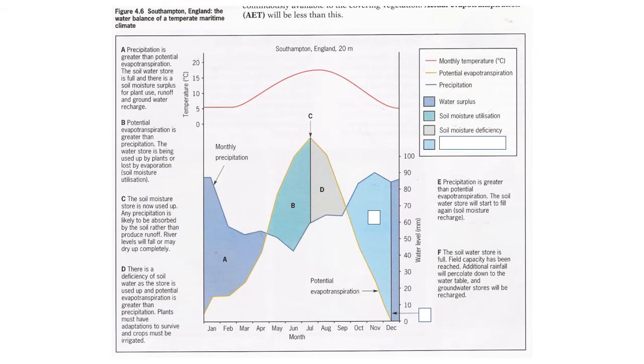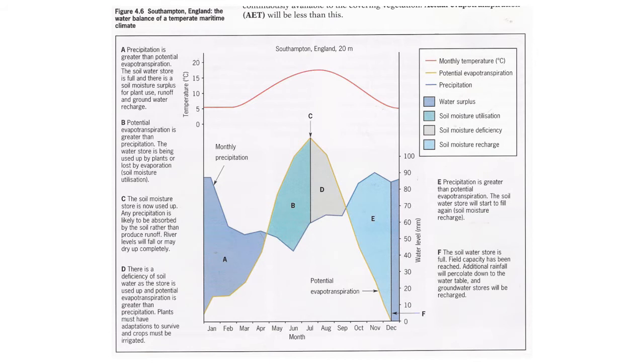You basically have very little water in the soil, and then by autumn, precipitation increases, evapotranspiration decreases. You've got that recharge, and eventually, when we get to F, that's when the soil's reached its capacity, no more water for it to absorb, and we're all the way back to A, that water surplus. So that's what that graph is showing.